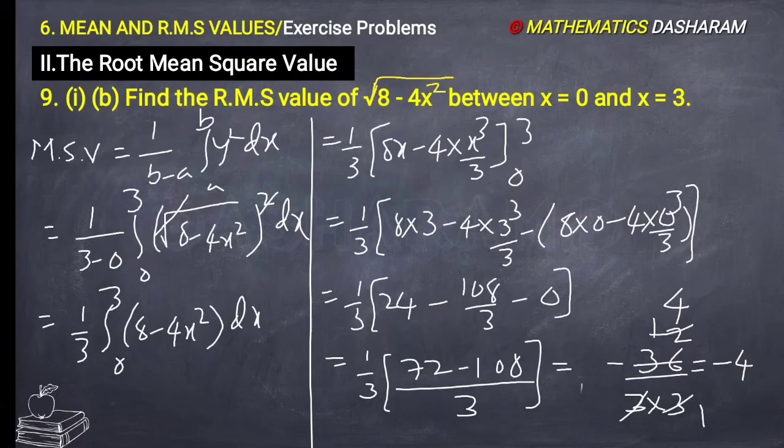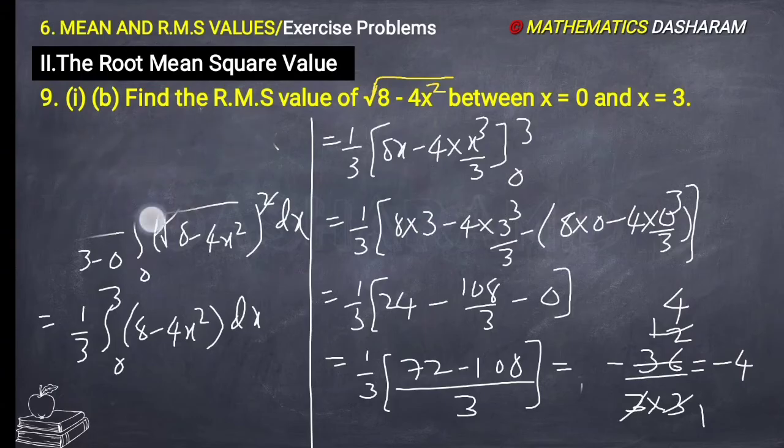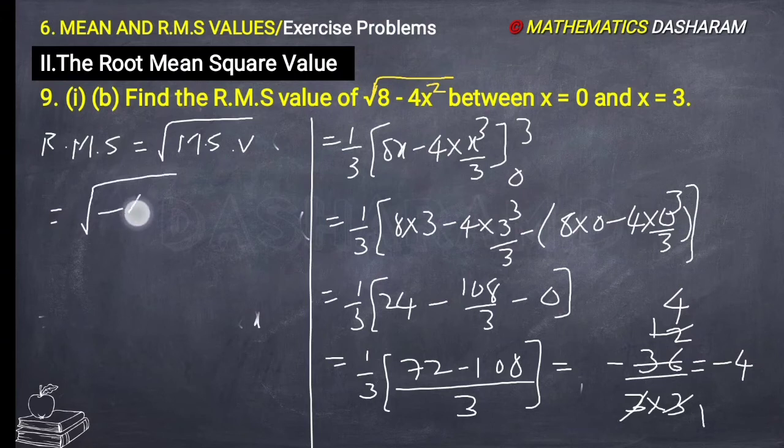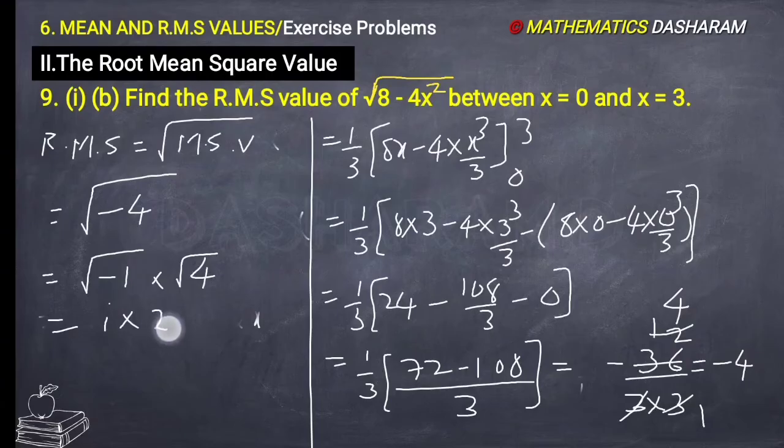So now let's find out the RMS value. That is under root MSV. So under root minus 4. Here root minus 4 can be written as root minus 1 into root 4. Root minus 1 is i and root 4 is 2. So 2i is our required answer.